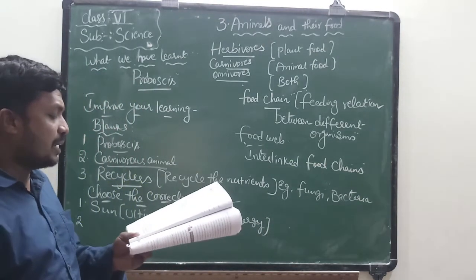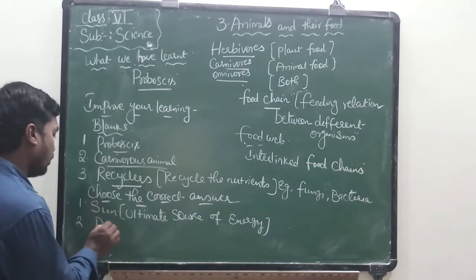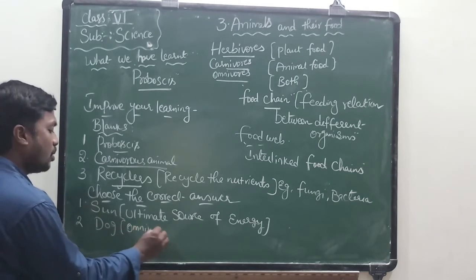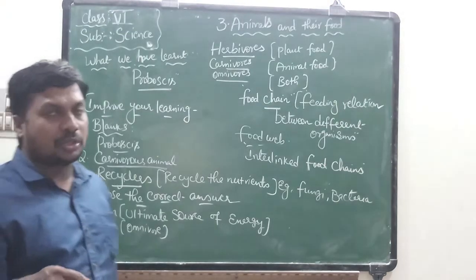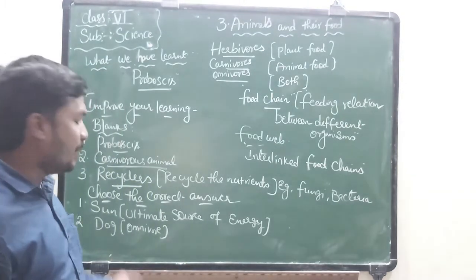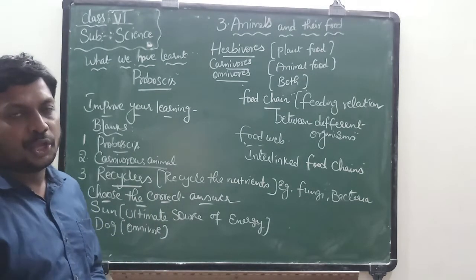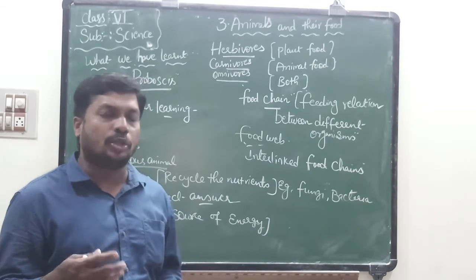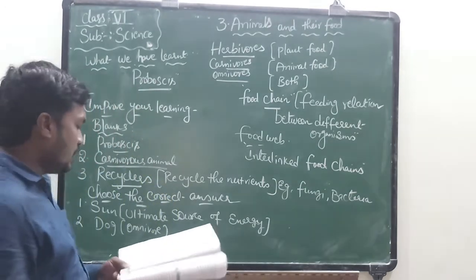Identify the omnivorous animal from the following. Dog. Dog is an omnivore. Why? Because it eats both plant food and animal food. That's why it is an omnivore. Another example for omnivore, the best example is human being. We are also omnivores. Why? Because we depend on both plants and animals. Next.